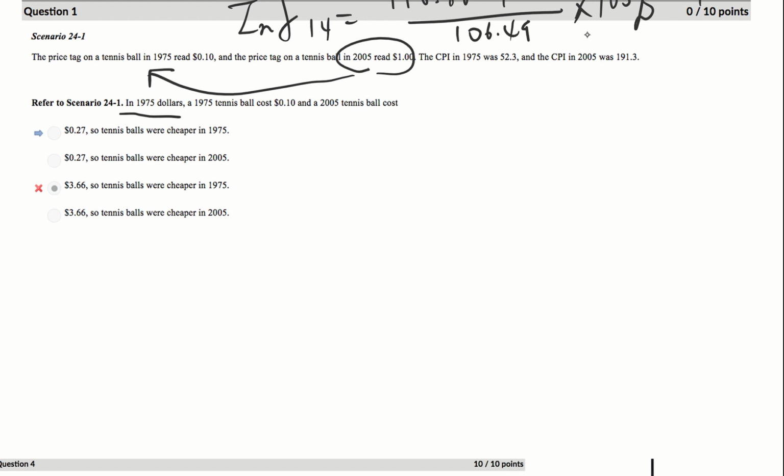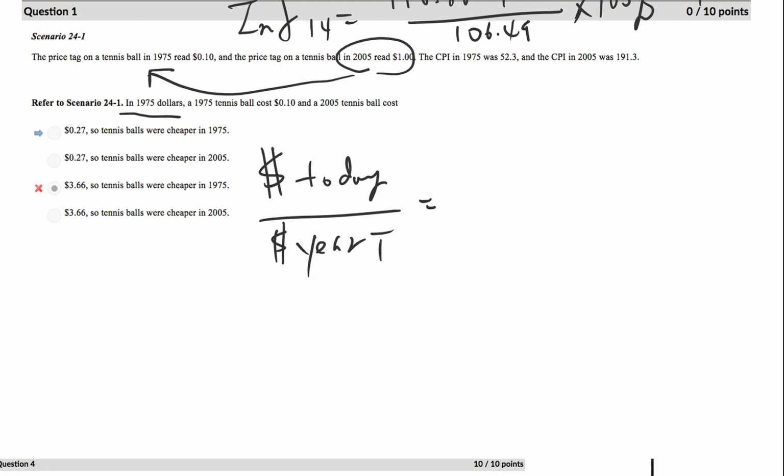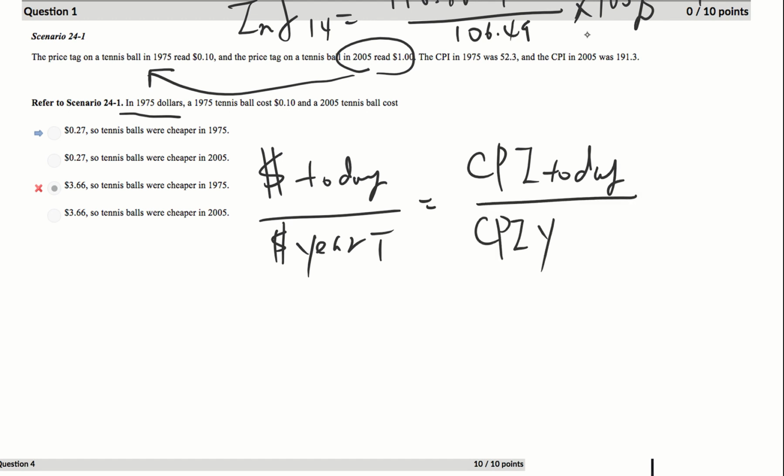All right. Now the formula in the book and also on the PowerPoint is this. The dollar amount in today's value over the dollar amount in year T equals the CPI today over the CPI in year T. Okay, so we're going to plug in values. Now we're looking for this 2005 amount in 1975, so that will be our unknown variable. So 1975 is unknown. Let's just call this X.